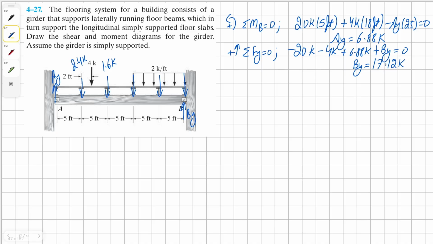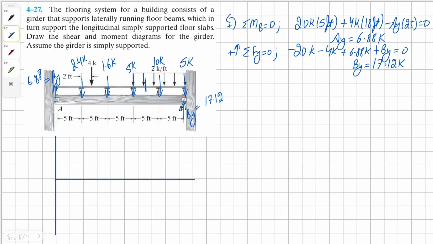And now for the next point load, it's going to be divided by 2.5 feet, so 2 times 2.5, which gives us 5K. And then the middle point load of the distributed load is going to be 10K. And then the last one is going to be the same as the initial load, which is 5K. We have already found AY and BY. And now we can draw the shear and moment diagram for the girder.